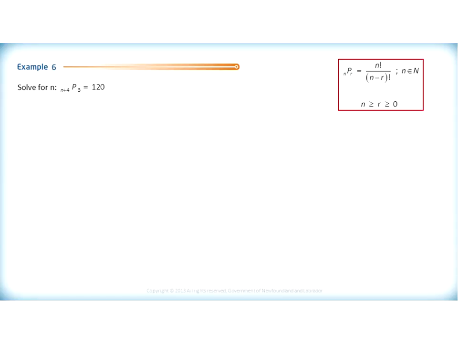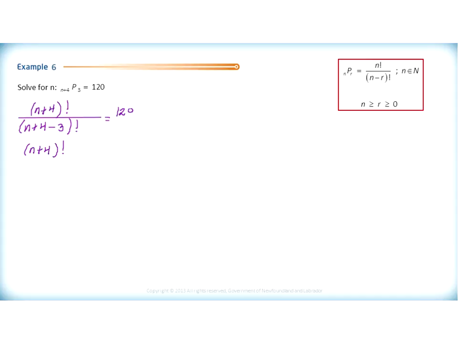In example 6, we are asked to solve for n, where we have n plus 4 permute 3 is equal to 120. So let's change the left-hand side to factorial notation, where we have n plus 4 factorial divided by, that's the same as n plus 4 minus 3 factorial to equal 120.